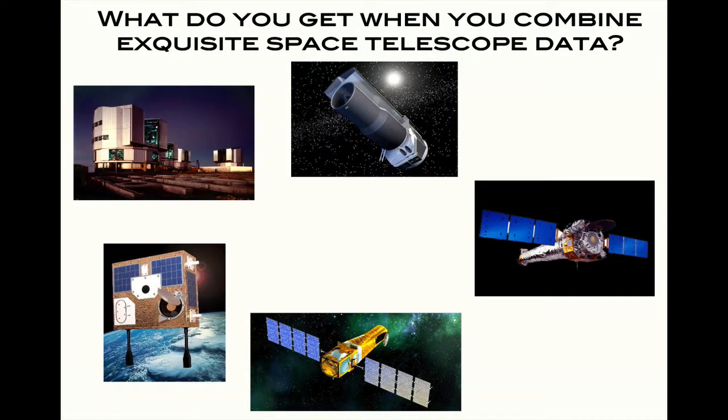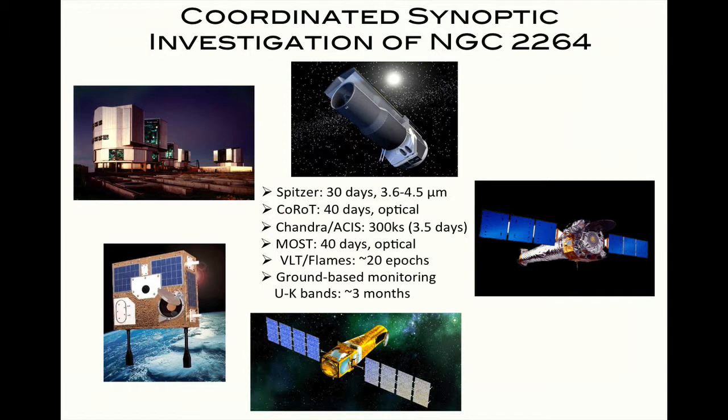Now, in reality, in order to understand the causes of this variability, we need not just infrared, but we need infrared, optical, in as many wavelengths as we can get our hands on simultaneously. So what do you get when you combine exquisite space telescope data from Spitzer, COROT, MOST, and a handful of other telescopes? You get the Coordinated Synoptic Investigation of NGC 2264, or CSI 2264 for short. Now this was a project that was initiated in 2011 with the goal of finding out how the behavior of young stars differs at various wavelengths. And as you can see here, we used a number of telescopes monitoring at high precision for 30 or more days in most cases, which was a truly unprecedented campaign.